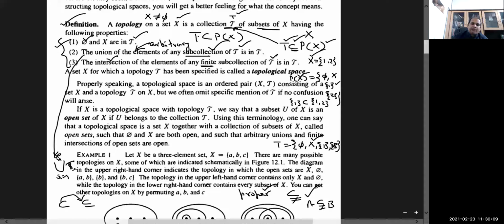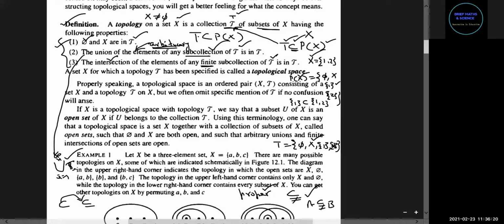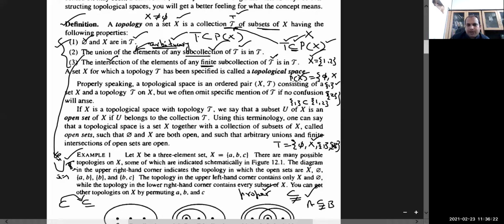Why? Because, sir, it is for countable sets. Very good. This listing is only for a countable set. But here we are referring to it as arbitrary. So this arbitrary union can be finite, can be countably infinite, can be uncountable. So I always write the union over i belongs to the index set. That index set can be countable, can be uncountable.